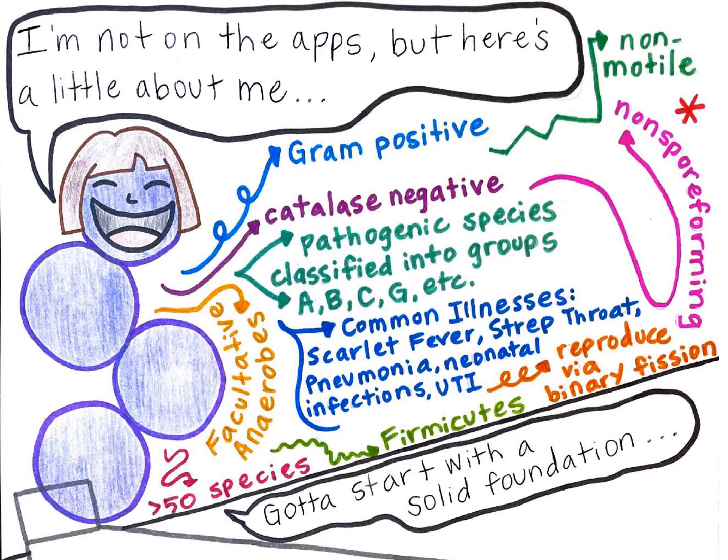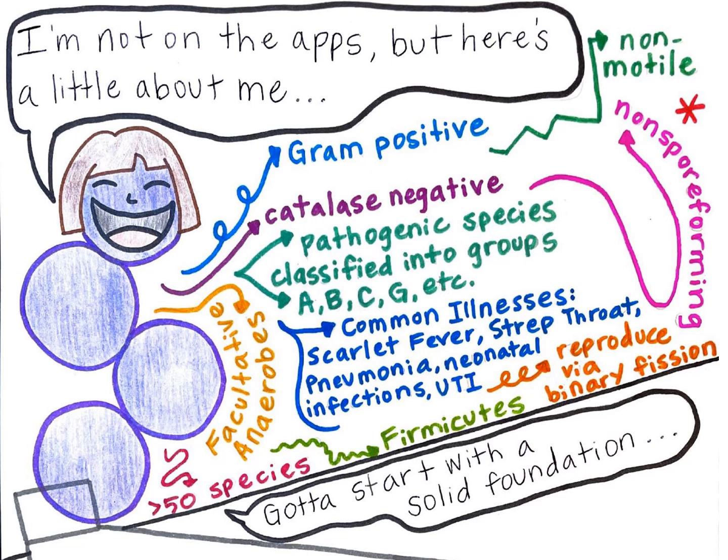Streptococcus is a gram-positive bacteria. They are catalase negative, non-motile, non-spore forming. They reproduce via binary fission. They belong to the phylum Firmicutes. There are more than 50 species of Streptococci, and they are facultative anaerobes, most, although some are obligate anaerobes.